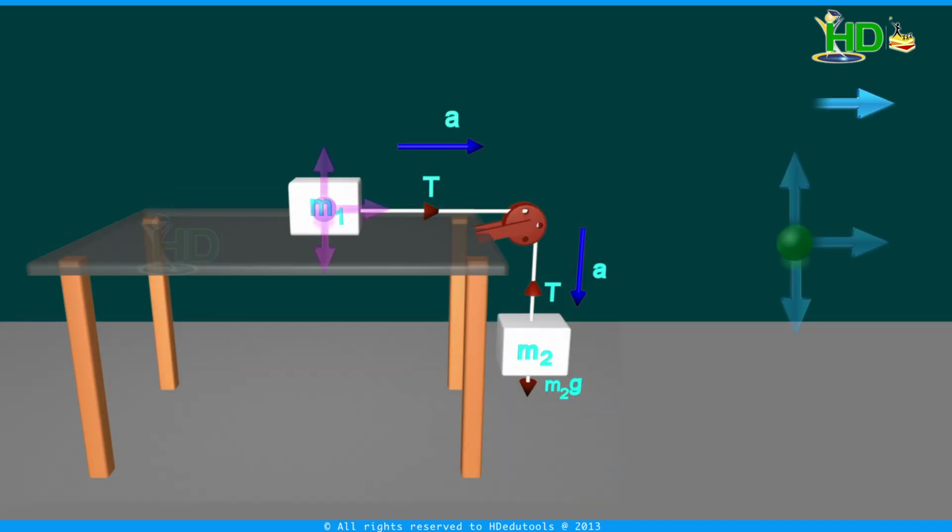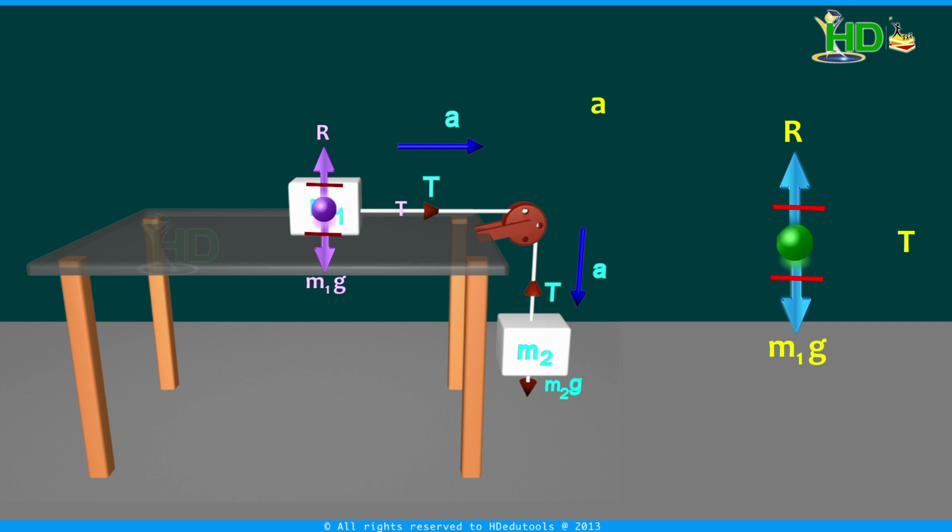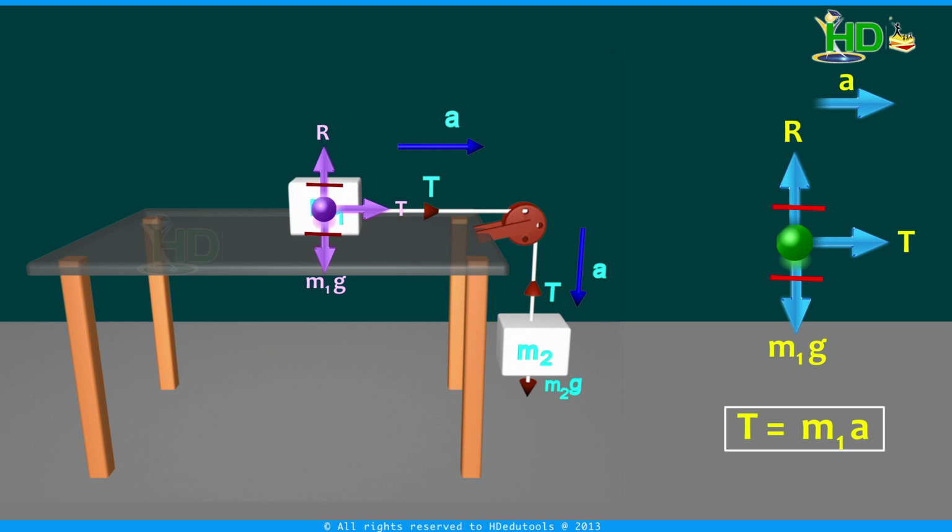Suppose we consider the free body diagram at M1. What are the different forces acting on M1? The weight M1g acting vertically down, the normal reaction along this direction, and the tension along this direction. And these two are equal and opposite. These two cancel. Because of T, M1 moves with acceleration A. Therefore, using this diagram, we can write the equation T equal to M1 into A.